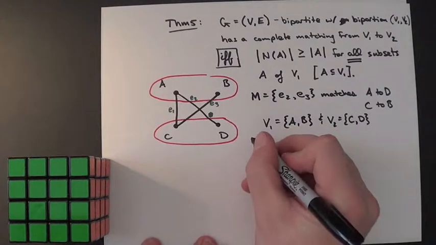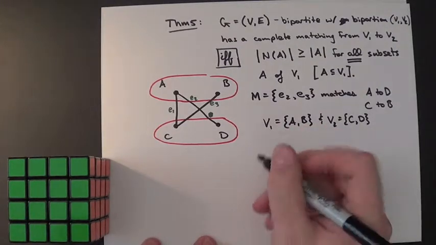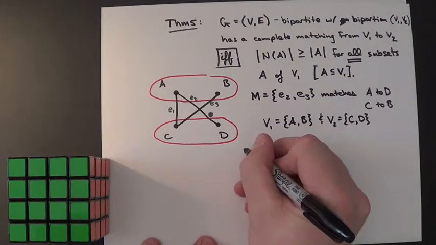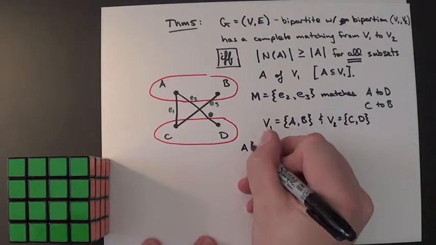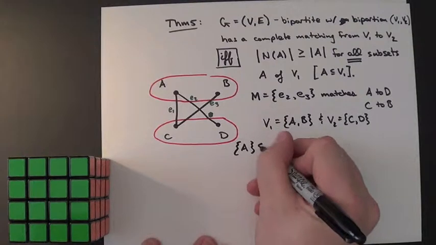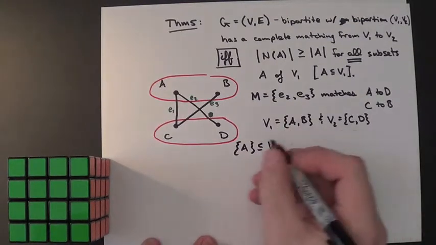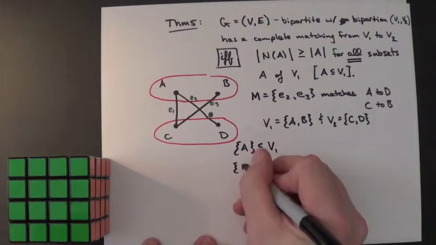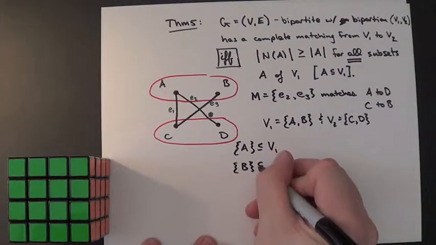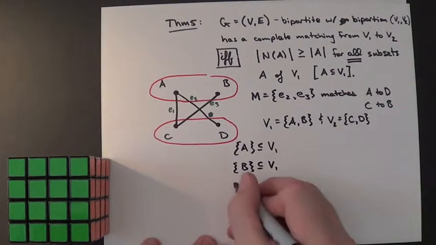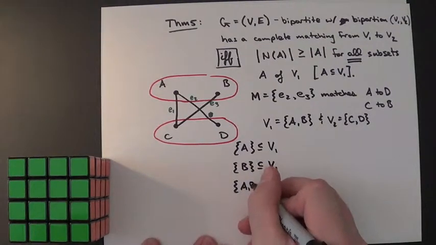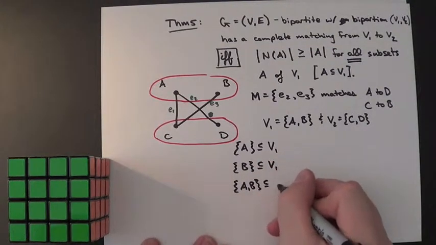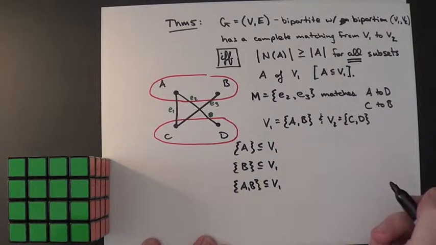Now, that's a possible subset of V1. We have the set containing A is a subset of V1. The set containing B is a subset of V1. And the set containing A and B is a subset of V1.